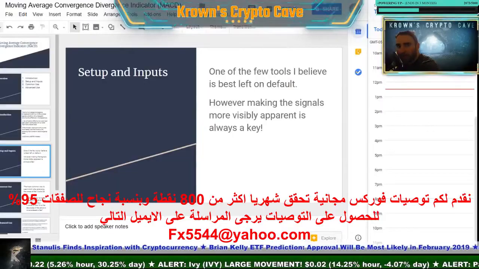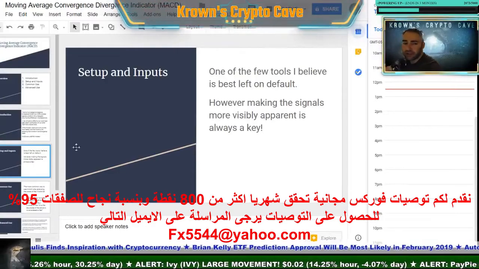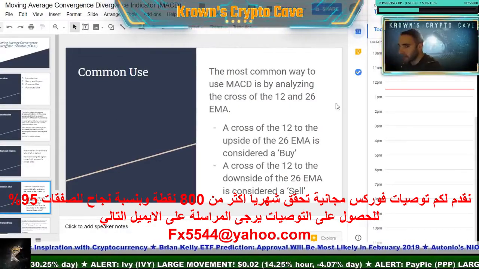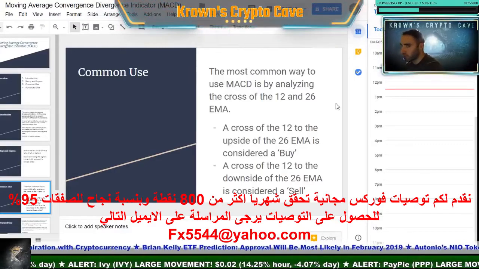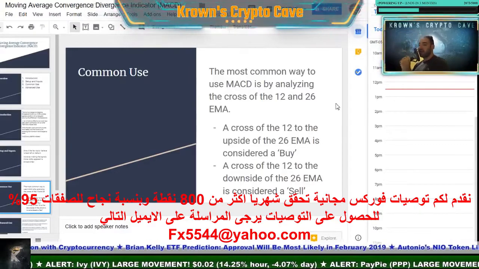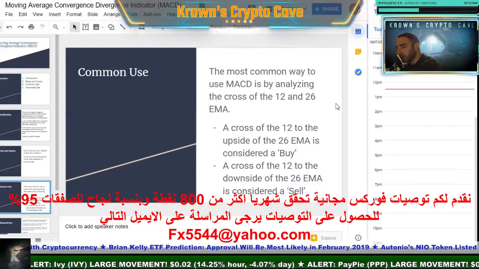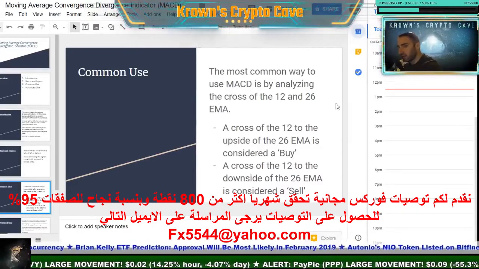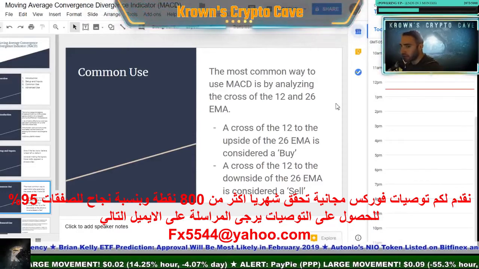Okay, back onto the good old slides over here, and the common use. The most common way of using the MACD is by analyzing the cross of the 12 and the 26 exponential. A cross of the 12 to the upside of the 26 EMA is considered a buy, and a cross of the 12 to the downside of the 26 EMA is considered a sell.